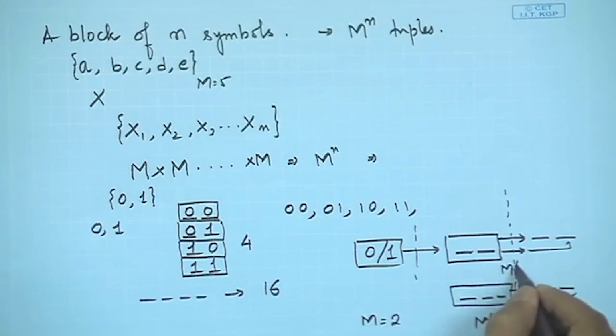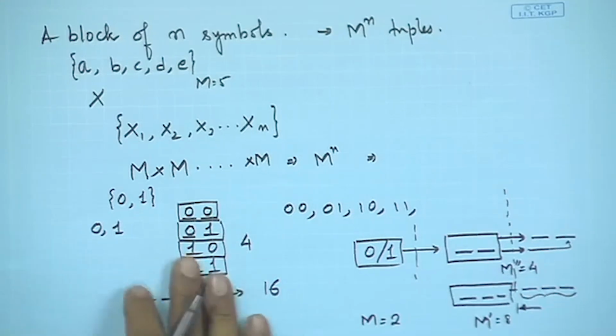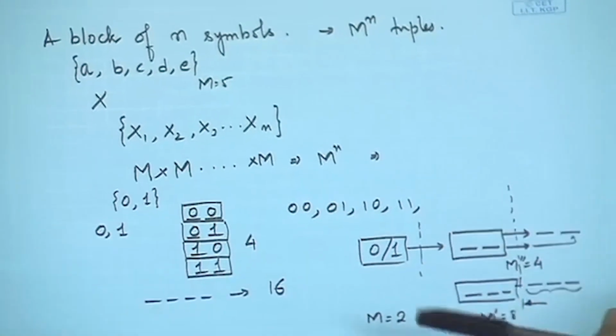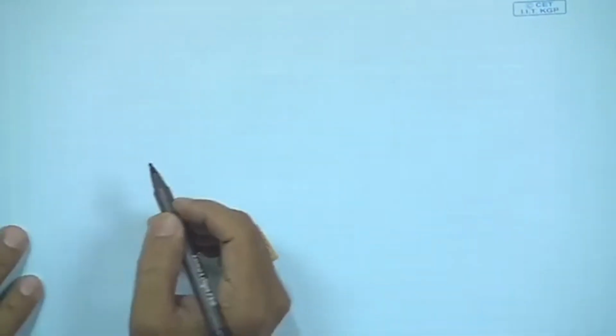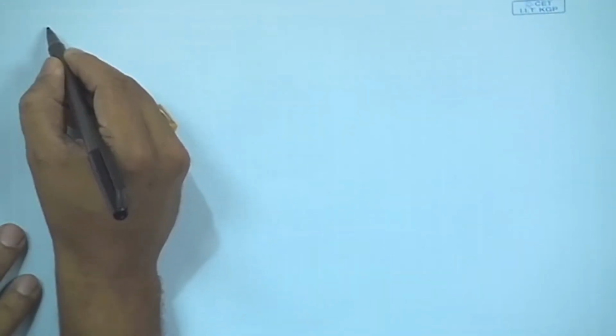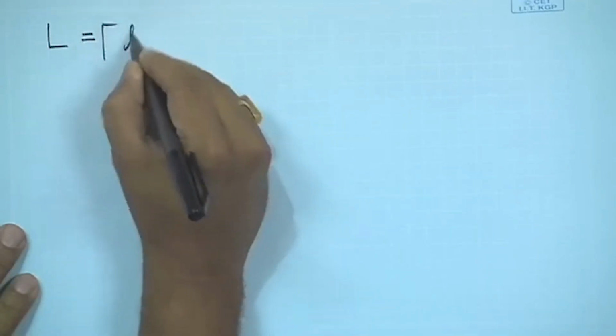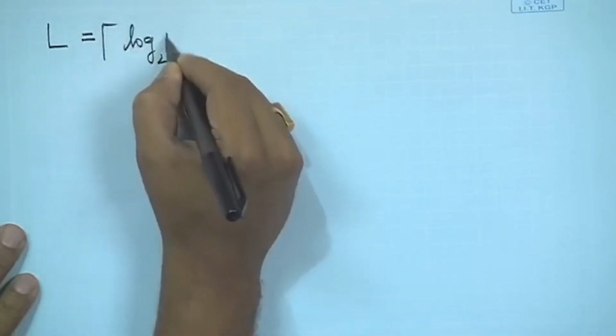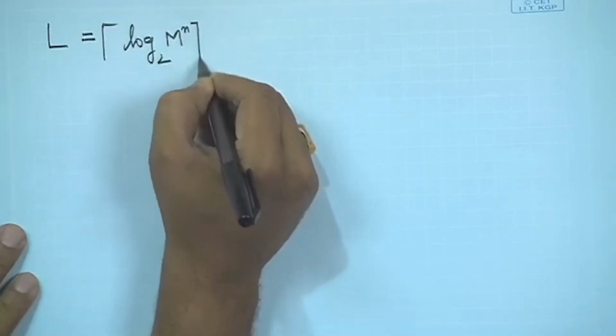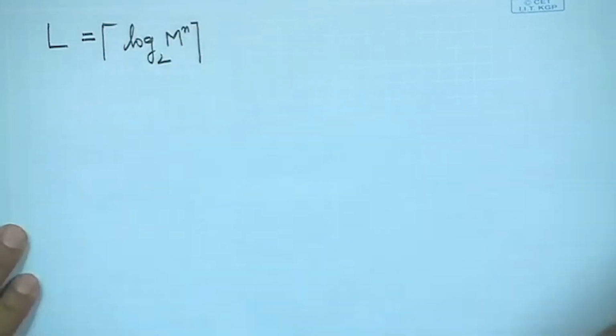The size over here, let us say mark it m double prime, is equal to 4. So, suppose we have this. Now, moving further, in this case we would say that the number of bits that would be required to encode this would be the ceiling function of log base 2 m raised to the power of n. This is clear from our earlier setup.